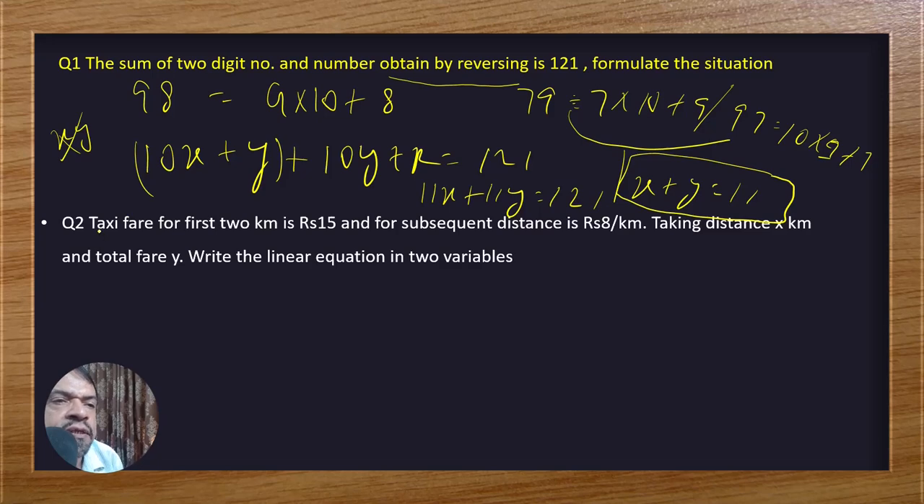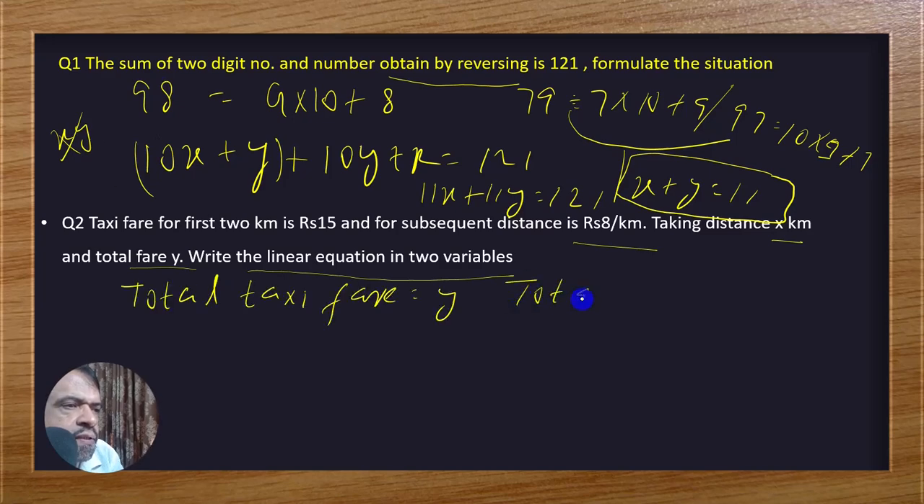Now similarly, let us do another question. Taxi fare for the first 2 km is rupees 15 and for the subsequent distance is rupees 8 per km. Taking distance x and the total fare y, write the linear equation in two variables. A very important question. Try to understand the taxi fare. The total taxi fare is y, and the total distance is x. We have to write this situation as a linear equation in two variables.